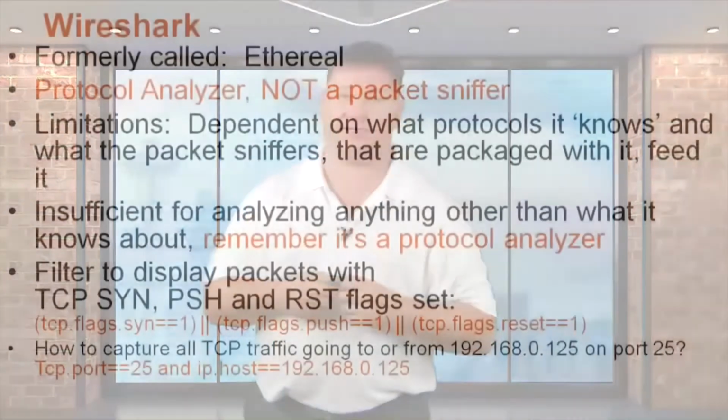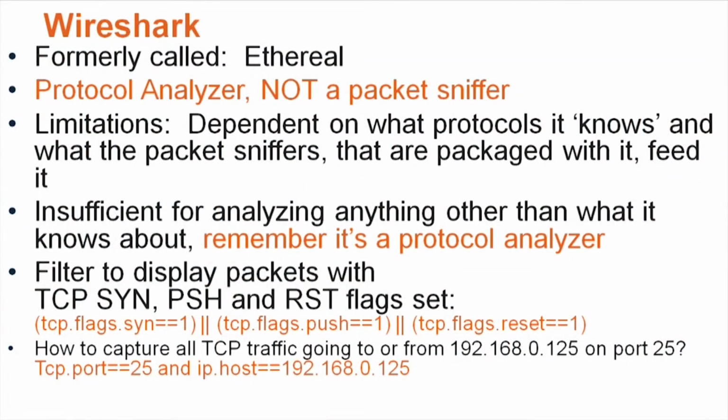So let me confuse you here, or try to. How to capture all TCP traffic going to or from this IP address on port 25? So tcp.port == 25 and ip.host == 192.168.0.125. So for the test, there's your answer. There's your filter. This works on the test and in real life.